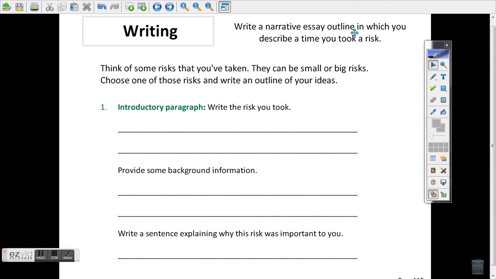Write a narrative essay outline in which you describe a time you took a risk. Here. And then think of some risk that you've taken. They can be small or big risks. Choose one of those risks and write an outline of your ideas. So for number 1, your introductory paragraph, write the risk that you took. Then you provide some background information, and then you write a sentence explaining why this risk is important to you. So that basically is about your intro paragraph.